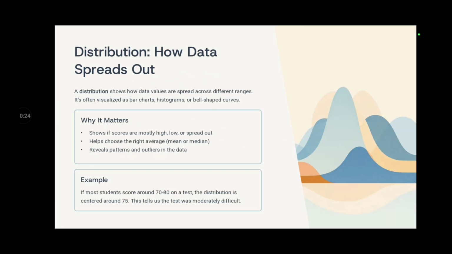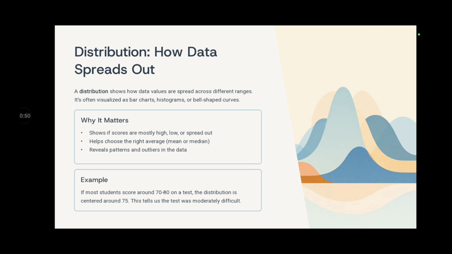Okay, now we have distribution, how data is spread out. The distribution shows how data values are spread across different ranges. It is often visualized as a bar chart, histogram, or bell-shaped curve. The bell-shaped curve, the normal distribution, we are going to discuss in statistics. The normal distribution is a pretty good topic. Inshallah, we will cover it soon.